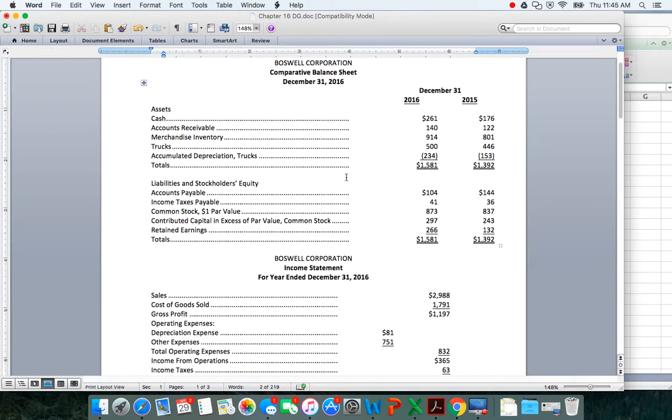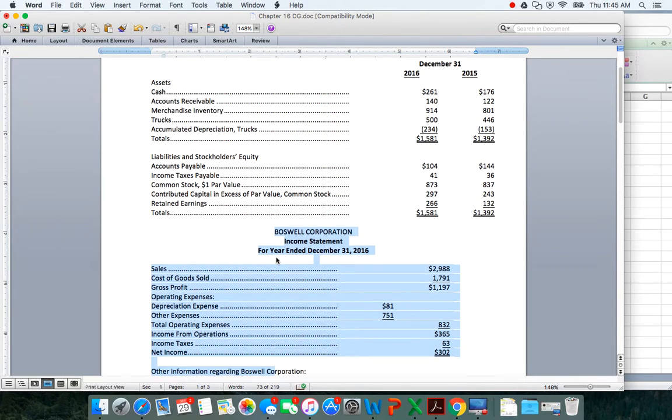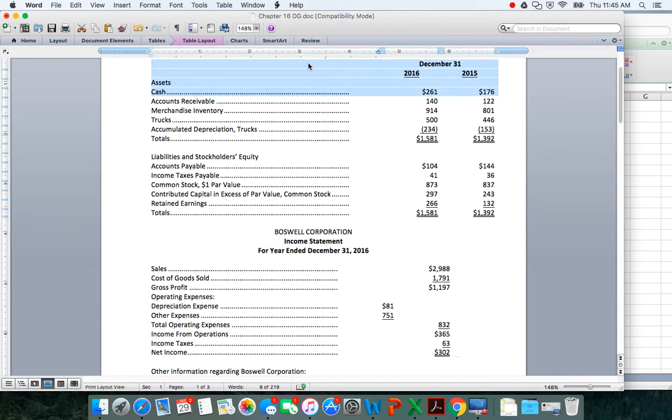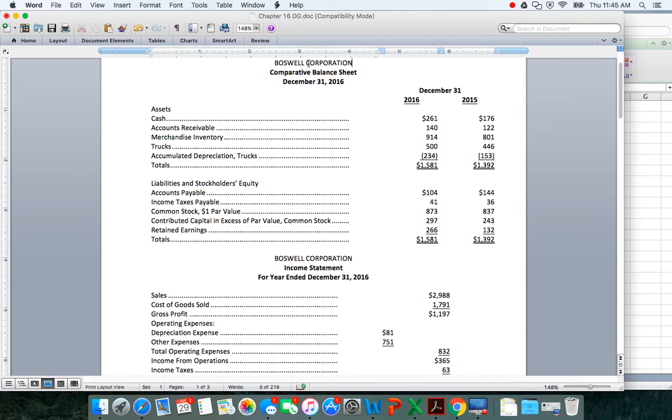To do a statement of cash flows, you need the most current income statement, as you can see right here for Boswell Corporation, as well as this most current balance sheet and the balance sheet from the previous year. So 2 years of balance sheet information, as I have right here. The statement of cash flows is broken down into three major sections, three activities: the operating activities, the investing activities, and the financing activities.